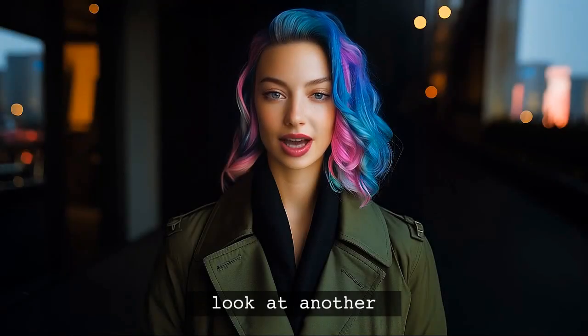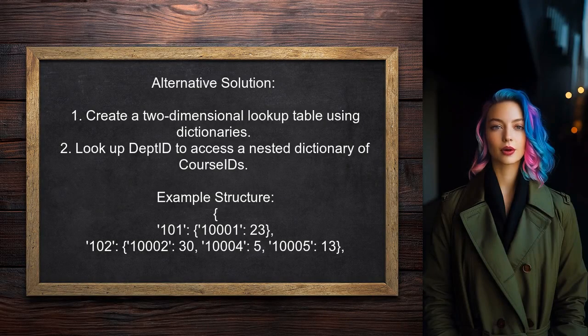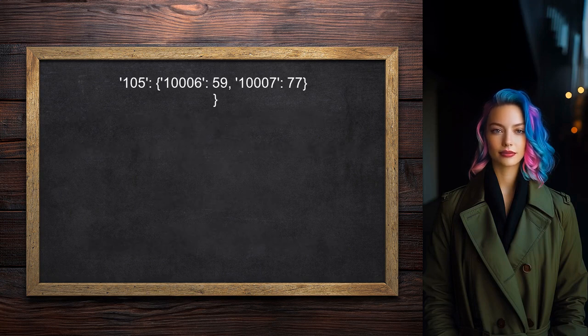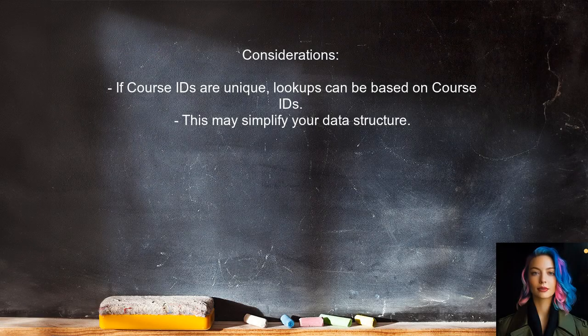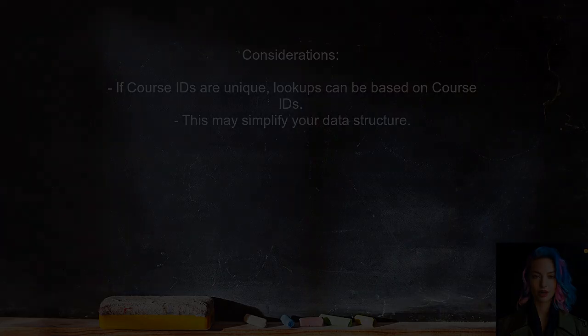Let's take a look at another answer from another user. An alternative approach suggested by another user is to create a 2-dimensional lookup table using dictionaries. This means that you would first look up the department ID in a dictionary, which would then give you another dictionary containing course IDs paired with the number of students enrolled for that department. The user also mentions that if course IDs are unique, you might consider doing lookups based solely on course IDs instead, which could simplify your approach.